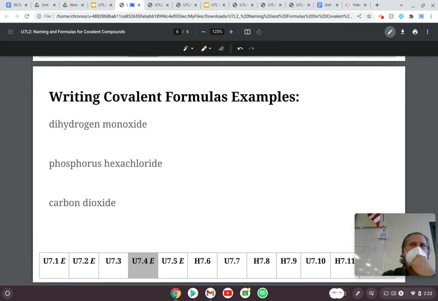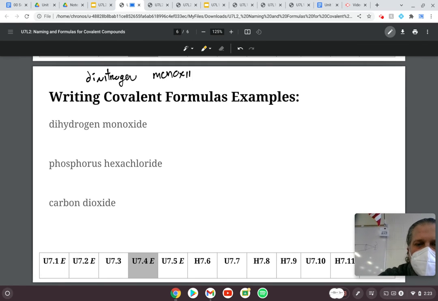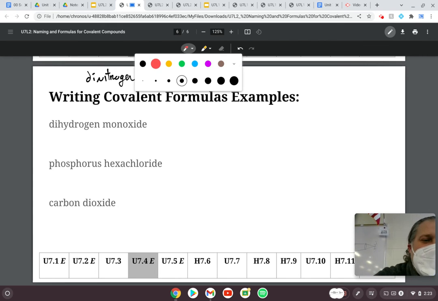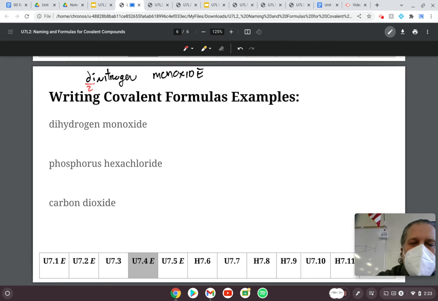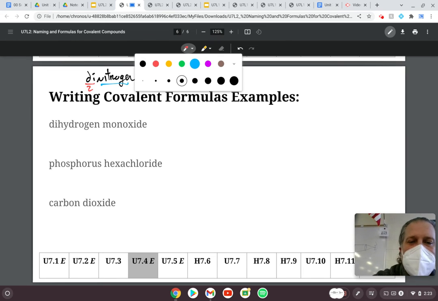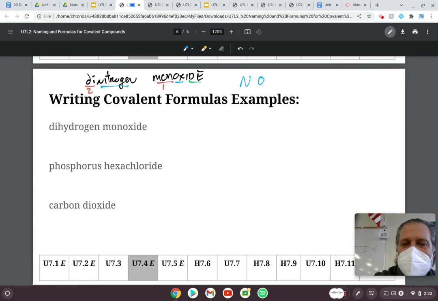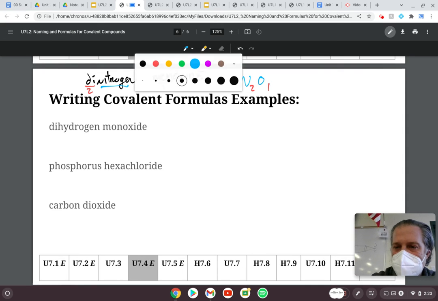You have dinitrogen monoxide, is that correct? So I'll do that one up the top here. All right. So let's dissect this a little bit. I see there's a prefix of di that means two. My nonmetal is nitrogen. There's a prefix of mono, which means one. The root word of oxygen is ox. And then we have IDE. So I know that I'm going to have a nitrogen and an oxygen, and I have two nitrogens and one oxygen, but we don't write ones in chemistry. So we end up with N2O.